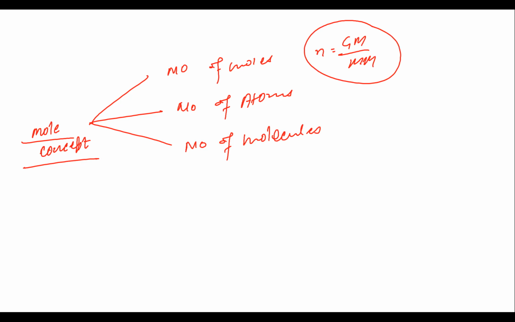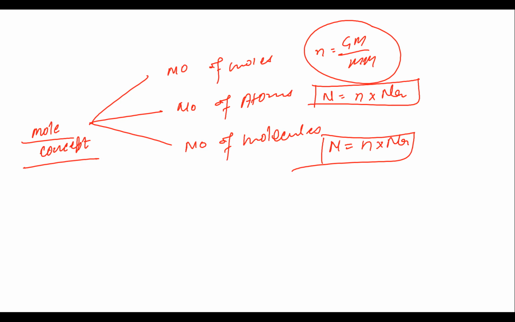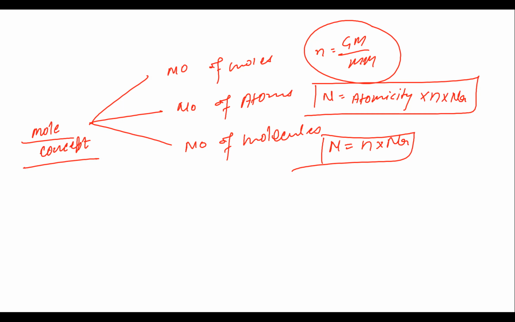Number of moles you calculate by given mass upon molar mass. Number of atoms you calculate by n is equal to small n into Na, this formula. And number of molecules, that is n is equal to n into Na. Here in this case, firstly we are adding the one atoms into n into Na. This was our concept. So this we have already done.